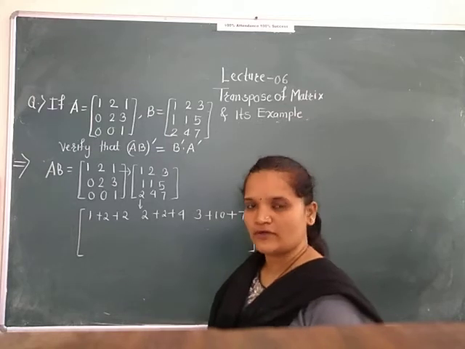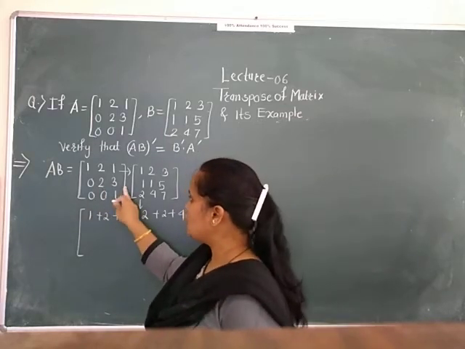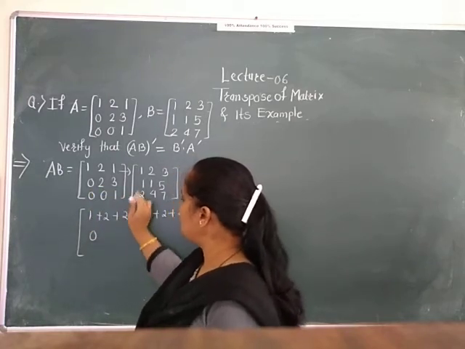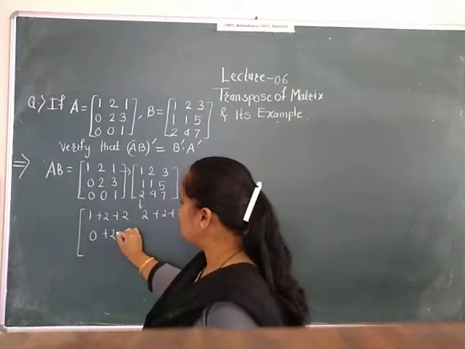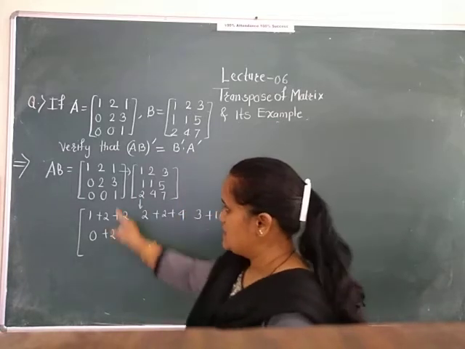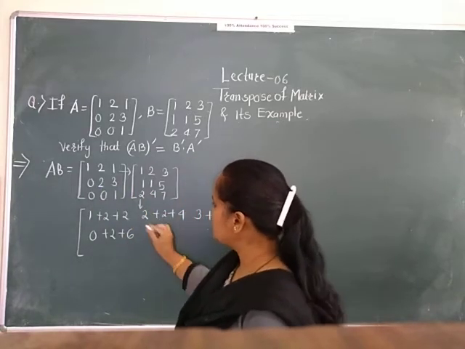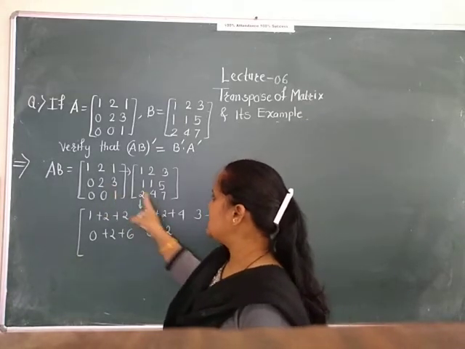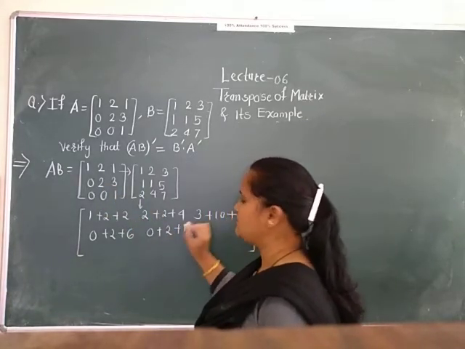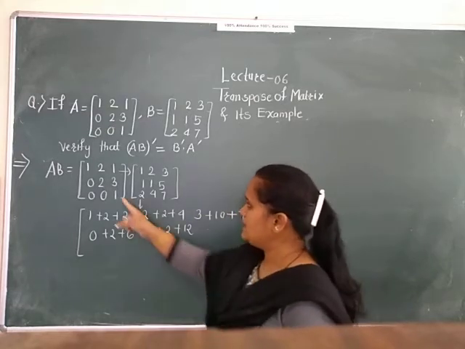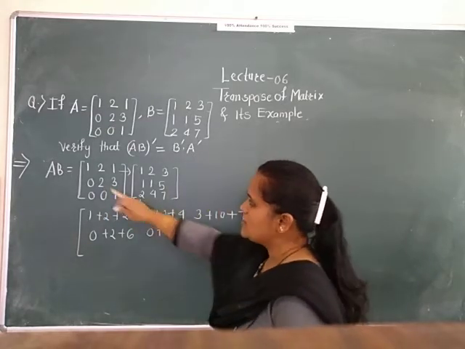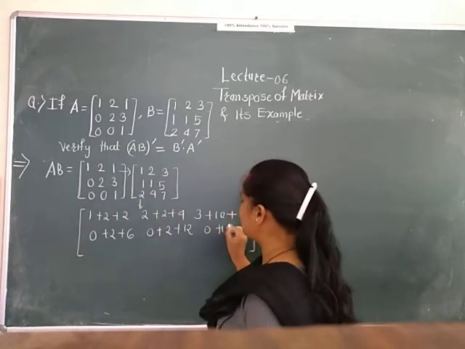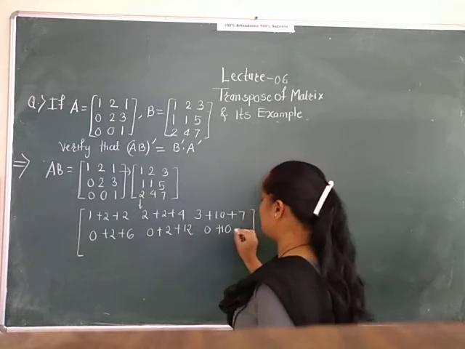Now this is done for the first row. Then the second row will be multiplied with the first column again. 0 into 1 is 0, 2 into 1 is 2, 3 into 2 is 6. Second row, second column: 0 into 2 is 0, plus 2 into 1 is 2, then 3 into 4 is 12. Then second row, third column: 0 into 3 is 0, plus 2 into 5 is 10, 3 into 7 is 21.